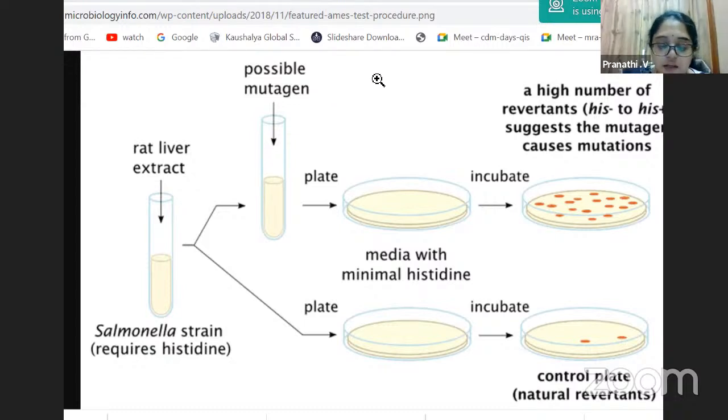So Salmonella typhimurium is a prokaryote. It's not exactly a perfect model. So that's why you add the liver enzymes that are present over here, the rat liver extract as such. So this is all about the Ames test.